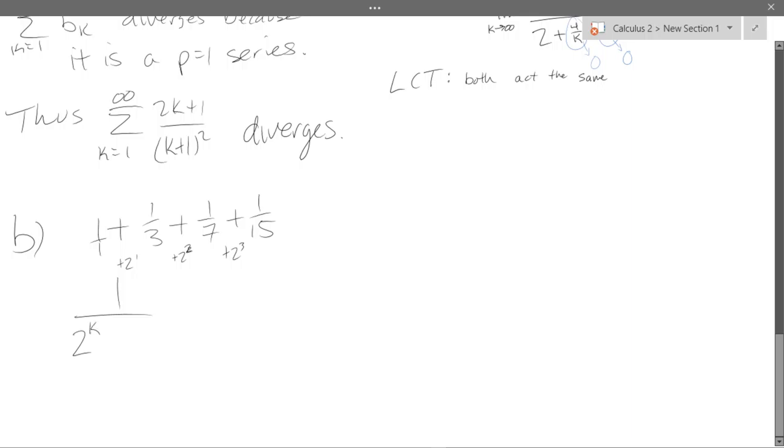So does that work when k is 0? If we do k is 0, that would work for the first term. But 2 to the first is not 3. That's going to break on the second one. Maybe minus 1 and then start k at 1. So this is the k equals 1 term, 2, 3, 4. I believe that works right there.